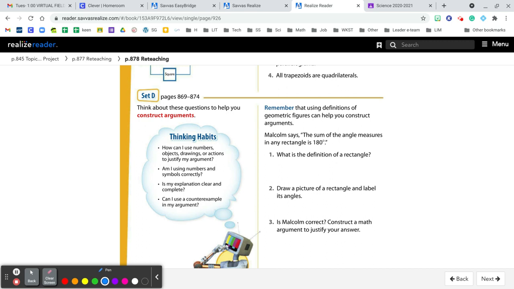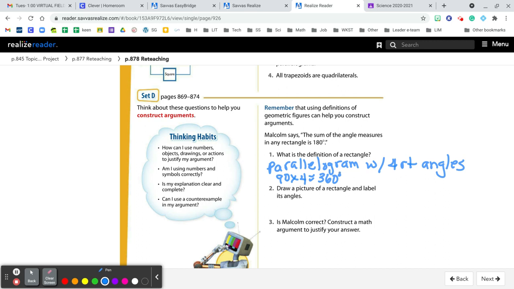Using definitions of geometric figures can help you construct arguments. Malcolm says the sum of the angle measures in any rectangle is 180 degrees, and that's going to be false because we know that's the rule for a triangle. And what is the definition of a rectangle? So a rectangle is a parallelogram with 4 right angles. And we know a right angle measures 90 degrees, and 90 times 4 is 360 degrees.